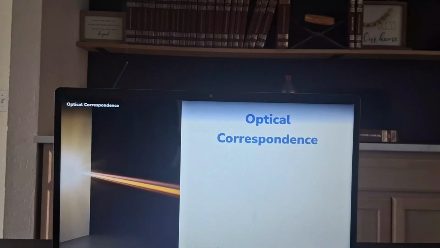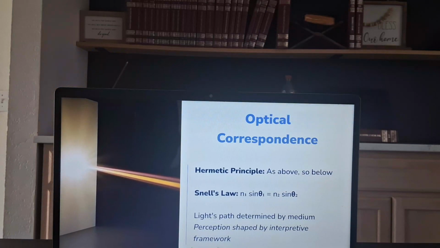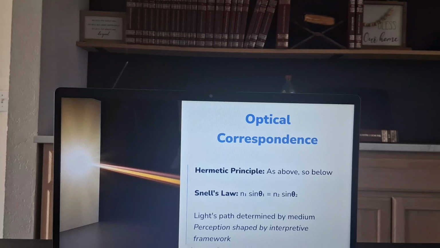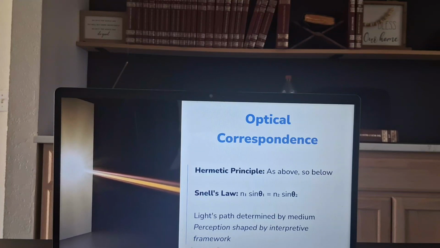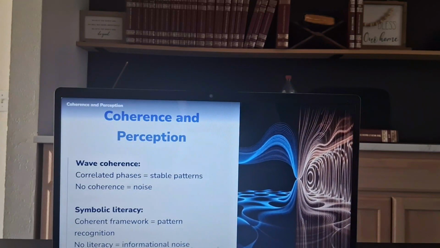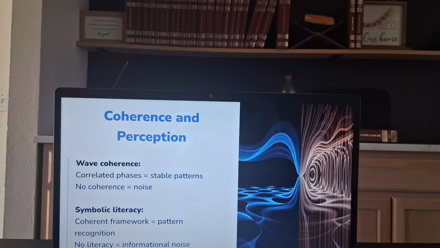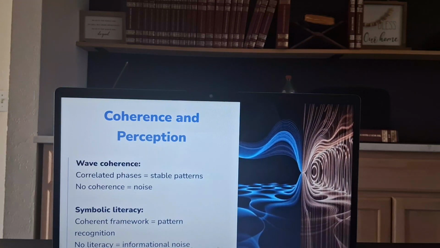Optics provides an analogy for understanding this correspondence. The Hermetic maxim, as above, so below from the Emerald Tablet, suggests that higher and lower realms reflect one another. Light demonstrates this through refraction, governed by Snell's law, where a ray's path changes based on the medium it enters. Coherence offers another parallel. For waves to generate stable interference patterns, their phases must be correlated. Without coherence, the pattern collapses into noise.